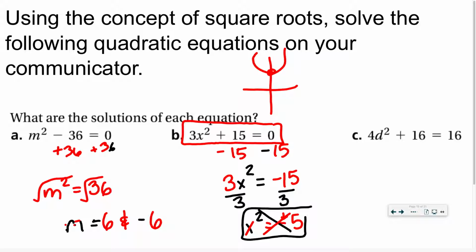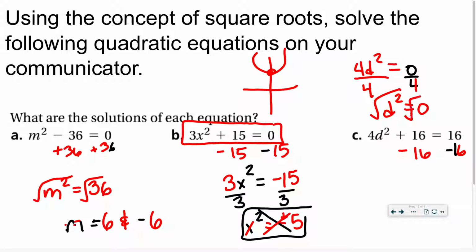Last one. Subtract 16, good, from both sides. So 4d squared equals 0. Divide both sides by 4. D squared would equal 0. What's D? 0. D is 0. How many solutions? One. Just one solution. Right here, D is 0.